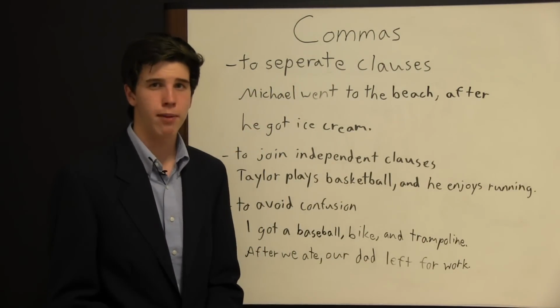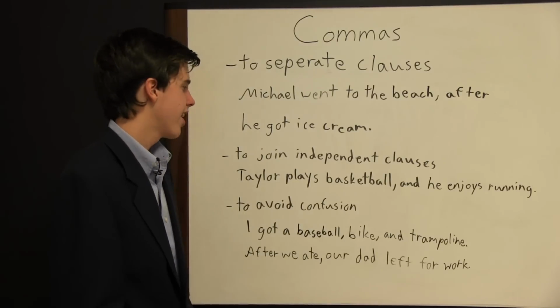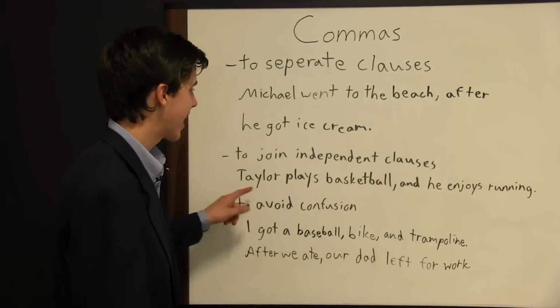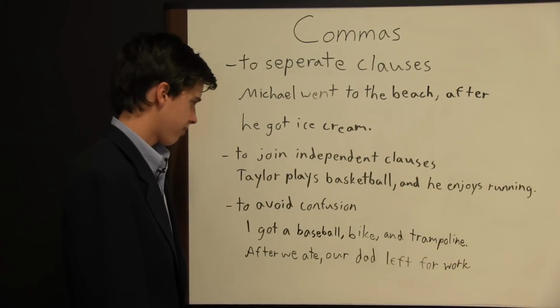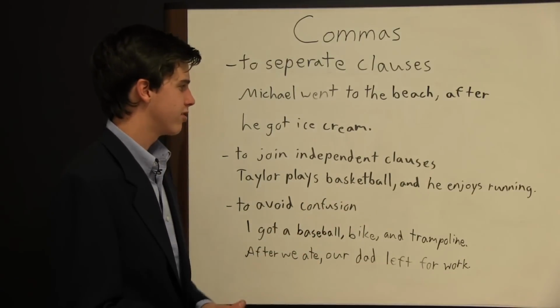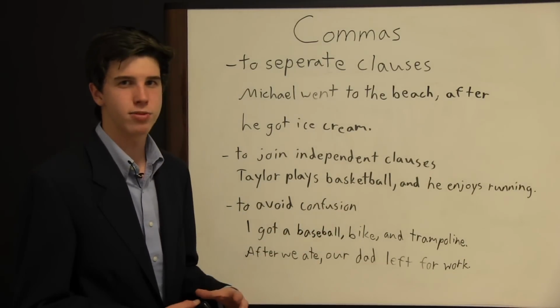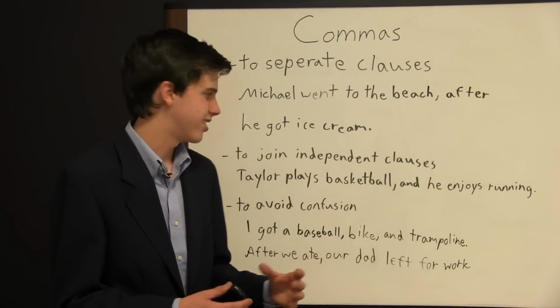There's a couple ways to do that, but one of the ways is to use a comma and a conjunction. So we can say, Taylor plays basketball, comma, and he enjoys running. The comma helps bring these two sentences together, and it helps you realize what's happening, that you're adding two sentences together.